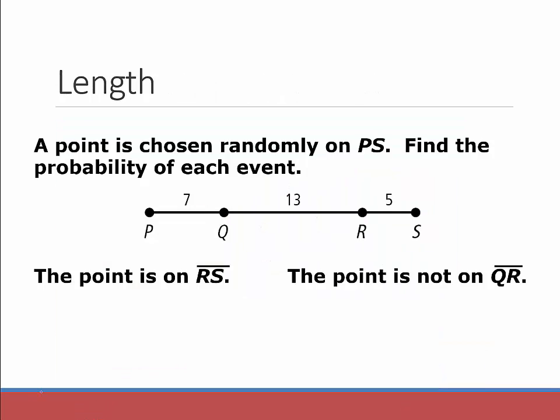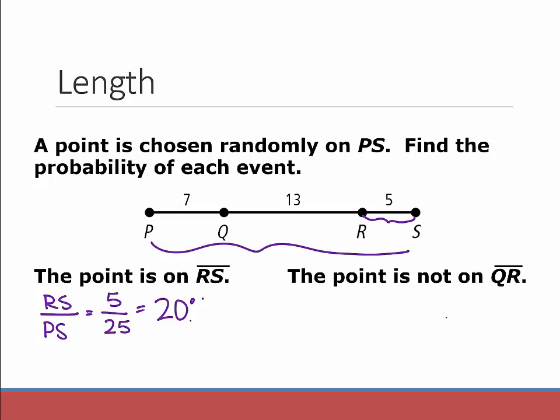So let's start with length. It says a point is chosen randomly on PS. Find the probability of each event. So remember, there's infinite possibilities. There's infinite points on this line. If we want the point to land on RS, we need to divide the length of RS by the length of PS, the whole line. So from R to S is just 5, and P to S is 7 plus 13, which is 20, plus the 5 more, which is 25. And we like to express probability as a percent. So if you divide 5 by 25, you end up with a 20% chance of landing on RS.